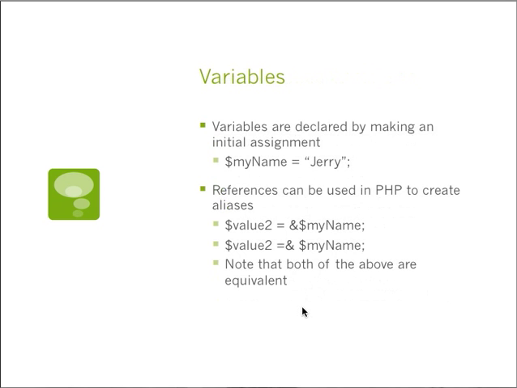The other thing that you can do is have references to variables so that you can create aliases. So you can basically use the ampersand. You'll notice that there are two versions here, one where the ampersand is before the variable, the other where the ampersand is directly after, without space, the assignment operator. Both of those are equivalent, and both will create aliases of a given variable.